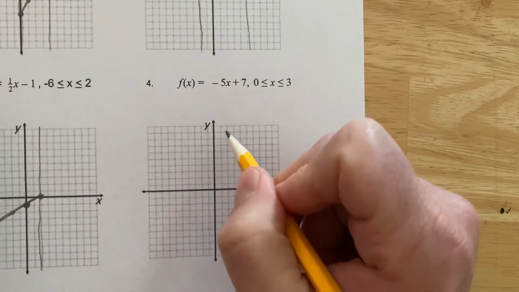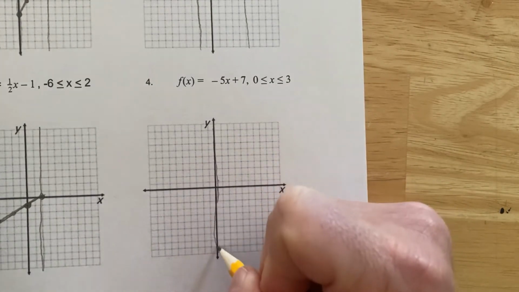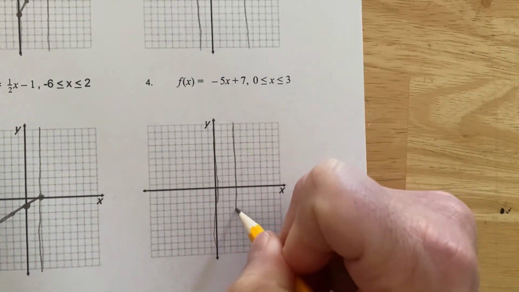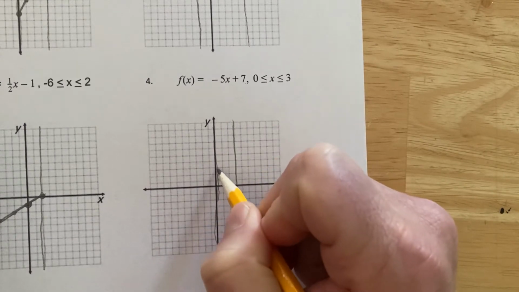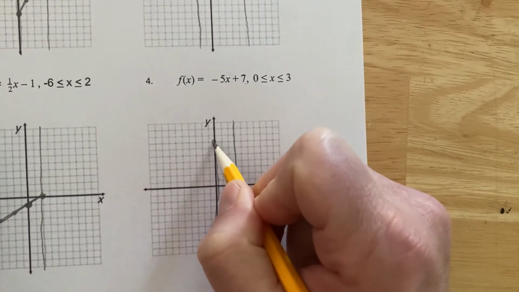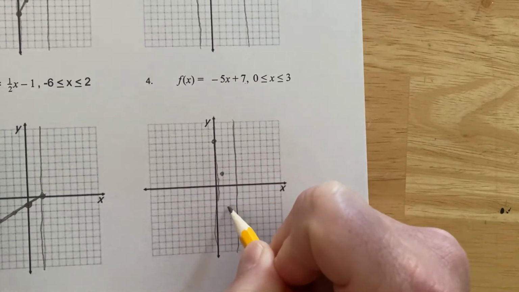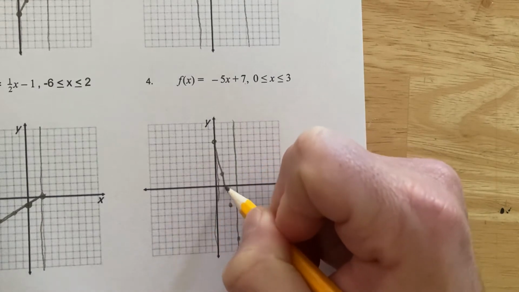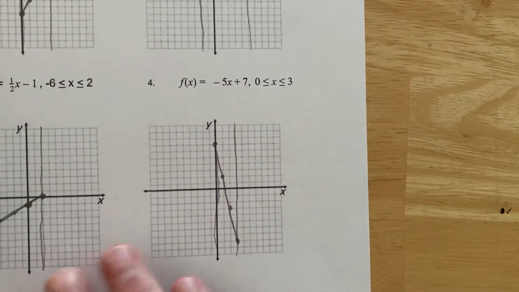And then for number 4, we're going between 0 and 3. So 0 is right here, and 3, 1, 2, 3 is right there. We're going to start at 7. So 1, 2, 3, 4, 5, 6, 7 right there. And we're going to go down 5 and over 1. Down 5 over 1. Down 5 over 1. Run your line through those points, and again, don't go beyond the walls.